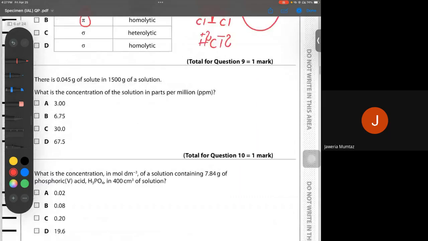Then they are saying there is 0.05 gram of solute in 1500 gram of a solution. What is the concentration of the solution in parts per million? What do you say about that? What is parts per million? You need to know what parts per million is. Can anyone tell me?